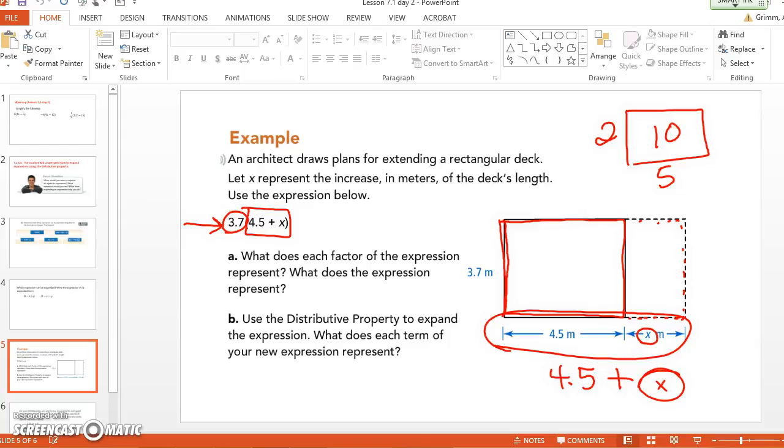Okay, so it says, what does each factor in the expression represent? That's what I just told you. What was this? 3.7. The width. What is this? What is this? The length. Okay. What is it when I put these two together? Yes, length times width, which is the area of all of it together.